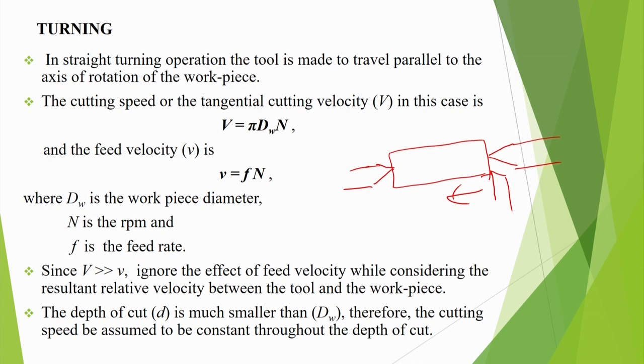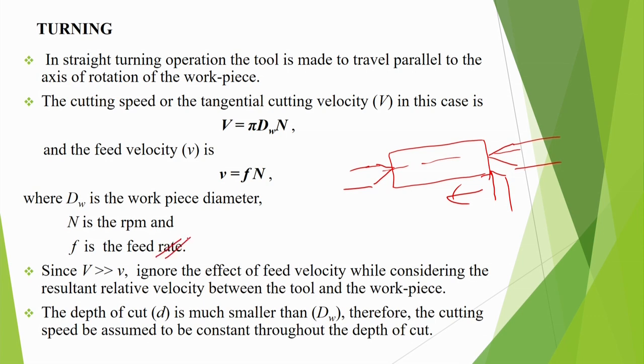So in a straight turning operation, the tool is made to travel parallel to the axis of rotation of the workpiece. This is the axis of rotation and the tool is moving parallel to it, and it is straight turning. The cutting speed, or tangential cutting velocity, in this case is V equal to pi dW into N. That is basically the peripheral velocity in meters per minute. And the feed velocity v is equal to F into N, because F is the feed.